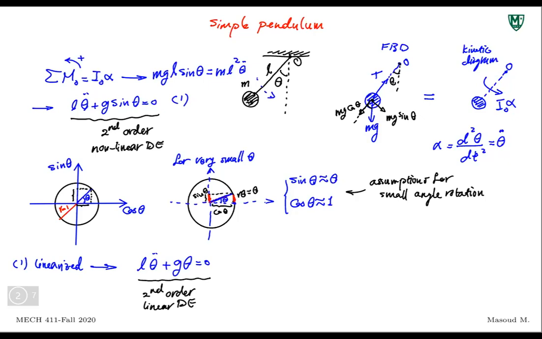Now, I'm going to define two important concepts before I start looking into how to solve this differential equation. These two are natural frequency and time period. I'm going to rewrite this equation first. I'm going to divide both sides by L. So this becomes theta double dot plus G over L theta is equal to 0. This is the equation that eventually I get.